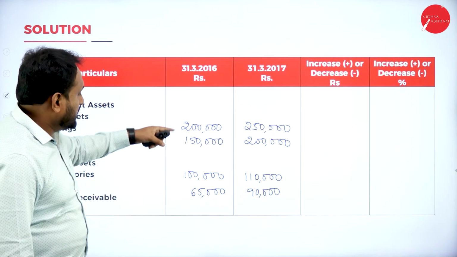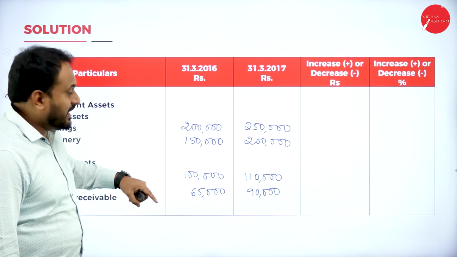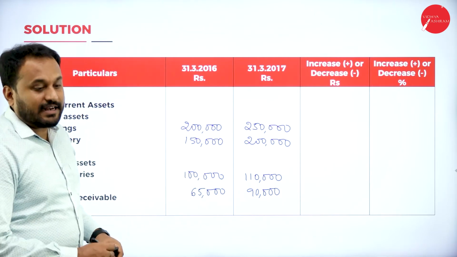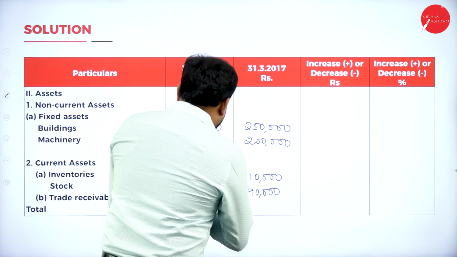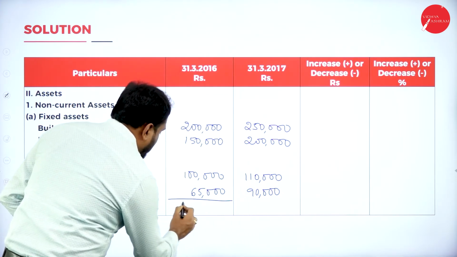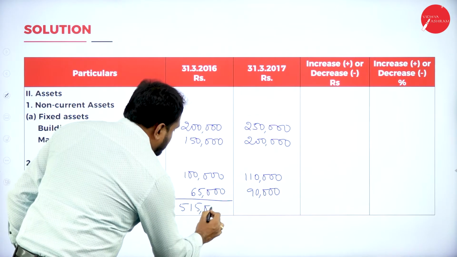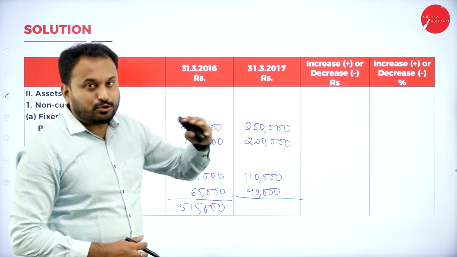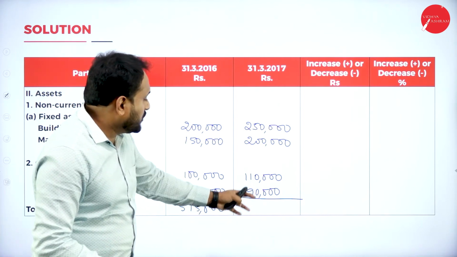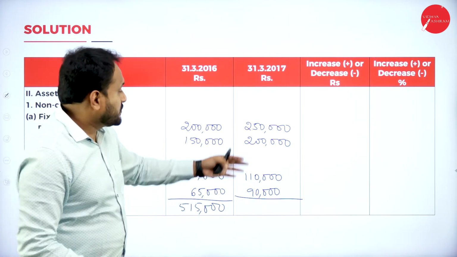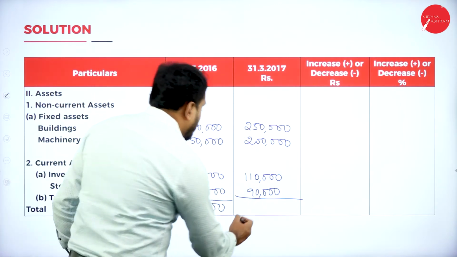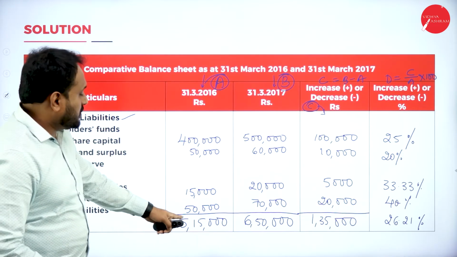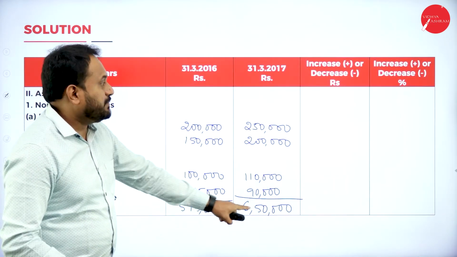Now you need to add these things. 2 lakh plus 1 lakh is 3,50,000. 3,50,000 plus 1 lakh is 4,50,000. 4,50,000 plus 65,000 is 5,15,000. So we'll write here 5,15,000. Done. The same way, the next one: 2 lakh 50 plus 2 lakh is 4 lakh 50. Now 1 lakh 10 plus 90 is 2 lakh. So 4 lakh 50 and 2 lakh is 6 lakh 50,000. Here also we will get the same because it's a balance sheet.